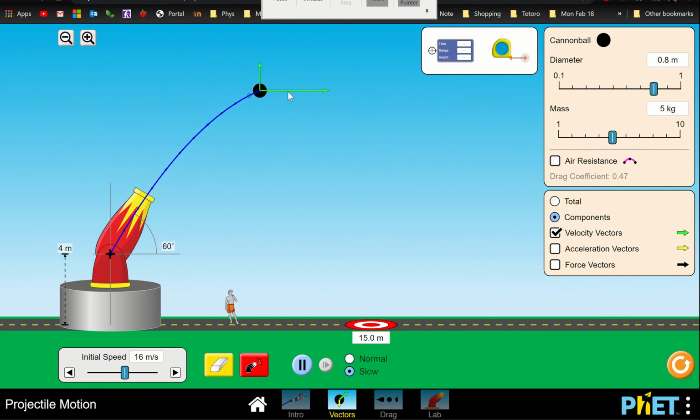The horizontal component of your speed remains constant throughout the entire flight because nothing is pushing the object to the right and nothing is pushing the object to the left. That means right now we have two different conditions to consider. We have two directions, X direction, horizontal, and Y direction, vertical.